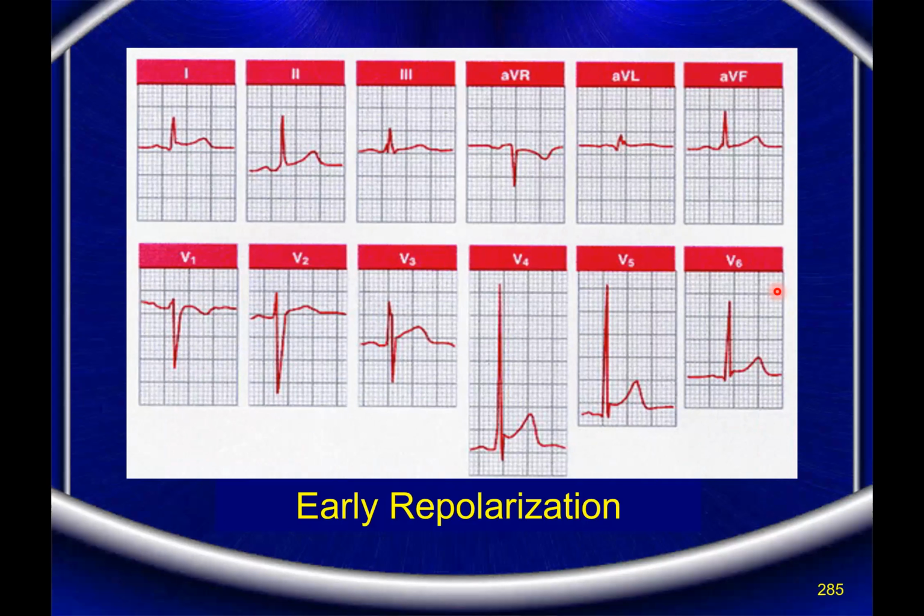Early repolarization we have already seen. So this is an early repolarization ECG. Same thing: the J point is pulled up, and along with the ST segment, the T wave also is pulled up.